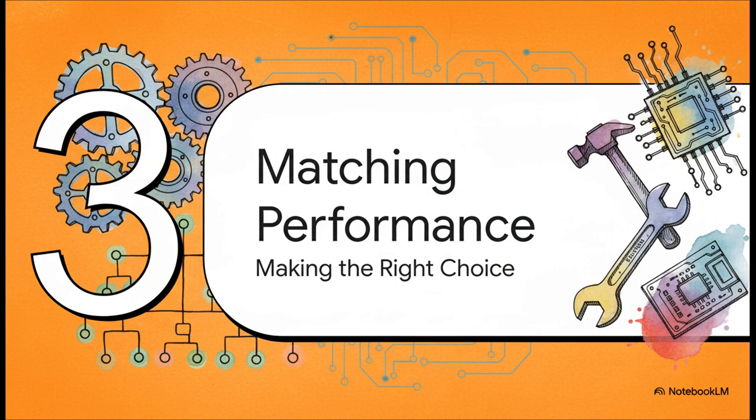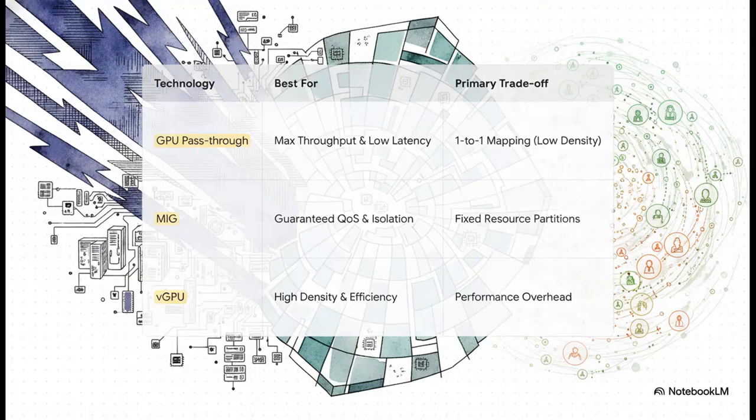So what's the big takeaway here? It's that there is no single best technology. It's all about picking the right tool for the right job. So let's break down which tech is the right choice for different kinds of workloads. Think of this table as your decision-making cheat sheet. It's pretty straightforward. If what you need is maximum throughput and the absolute lowest latency for something like heavy-duty AI training, GPU pass-through is your answer. The trade-off? It's a one-to-one deal, so low density.